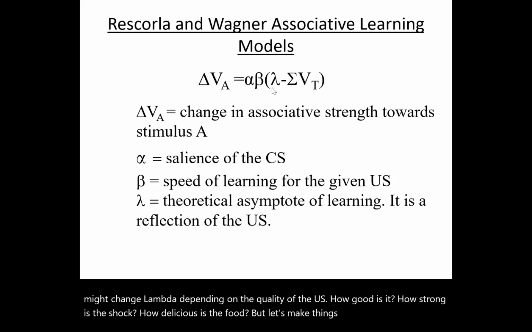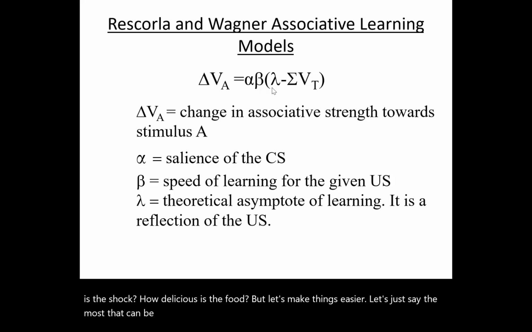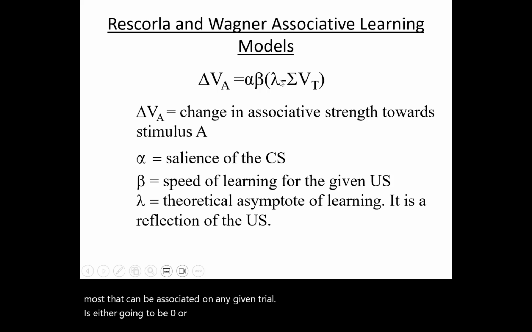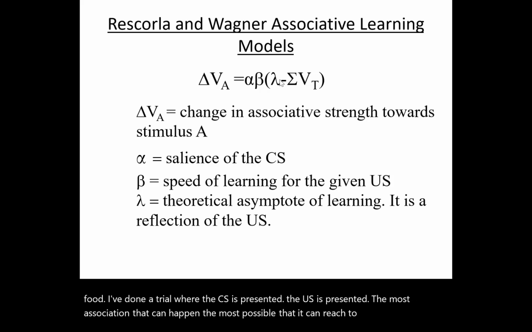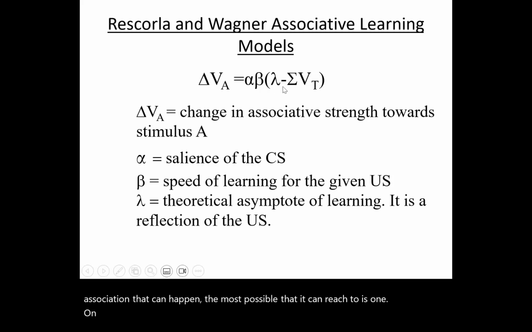Let's just say the most that can be associated on any given trial is either going to be 0 or 1. This is what I mean. If I ring a bell and I give the dog food, I've done a trial where the CS is presented, the US is presented, the most association that can happen, the most possible that it can reach, is 1. On a reinforced trial, lambda for this lecture is just going to be 1.